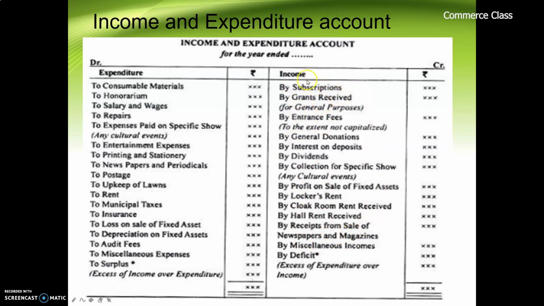Okay, so the excess of income over expenses is called surplus. If the expenditure items are bigger than the total of the income items, this is called deficit or excess of expenditure over income. Okay, so this is a typical format of an income and expenditure account, and the surplus will be added, and deficit will be deducted from the capital fund of the organization.